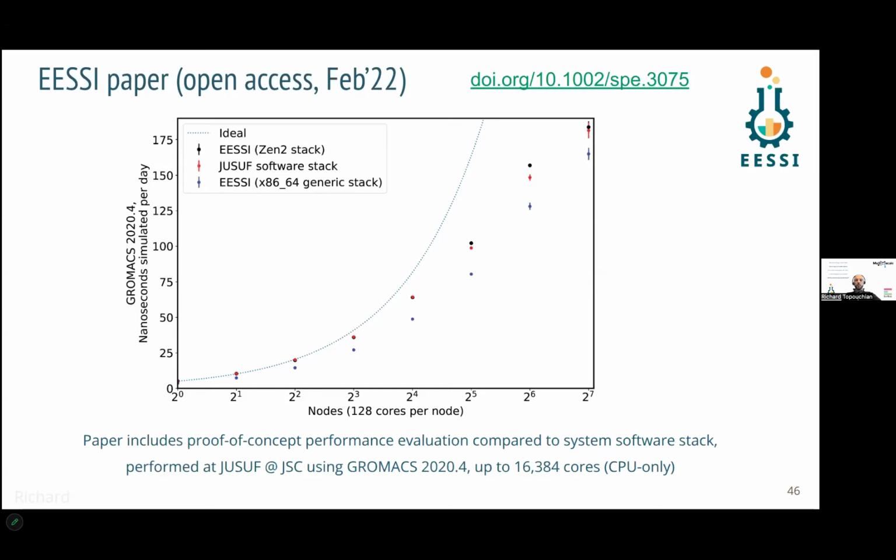And as we can see, the results from using the local software stack, compared to the results from using the software stack that is optimized for the Zen 2 CPU microarchitecture from EESSI, are very, very close. And this test is running on 128 cores per node.